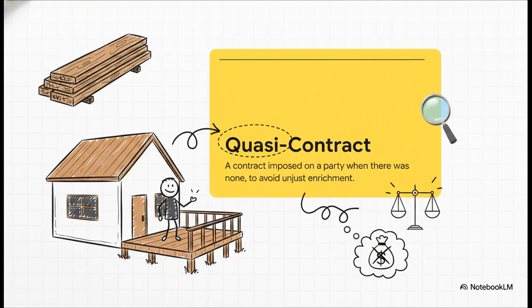Then we have the highly testable quasi-contract. Now this one is implied in law, not fact. It's not a true agreement at all. It's actually a legal fiction created by the courts to stop injustice. Picture this. A local lumberyard mistakenly drops off a load of wood at your house instead of your neighbor's. You don't say a word, you just happily use it to build your deck. Even though you never struck a deal with them, a court will impose a quasi-contract forcing you to pay for the materials, just so you aren't unjustly enriched.